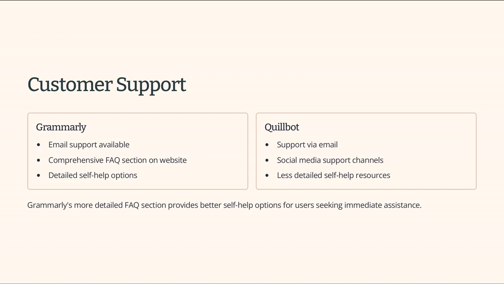Customer support is crucial for any tool. Grammarly provides email support and has a comprehensive FAQ section on its website. Quillbot, on the other hand, offers support via email and social media. Both have their strengths, but Grammarly's FAQ section is more detailed and therefore provides better self-help options.